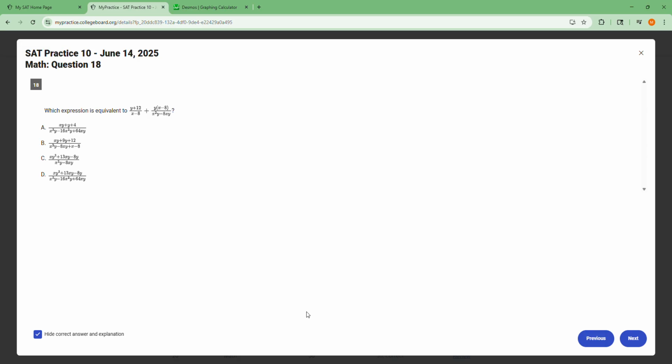I don't expect that to be a major issue on the SAT, though. I think that this one is just sort of poorly formed, where the SAT will usually not ask you to put something in that's not fully simplified.